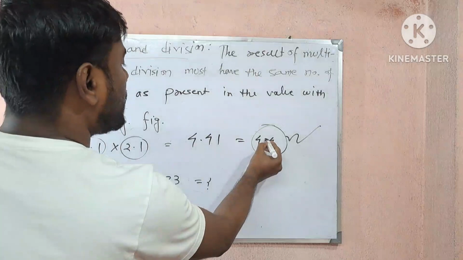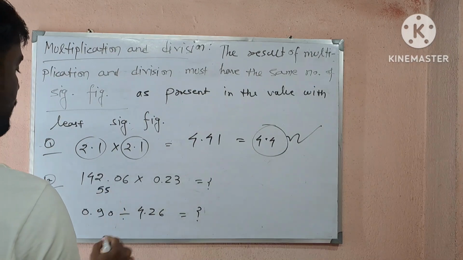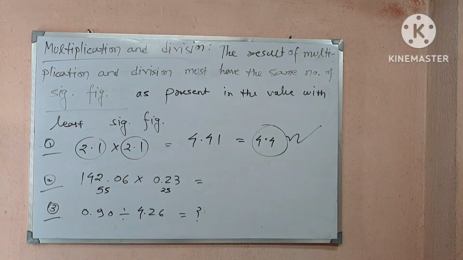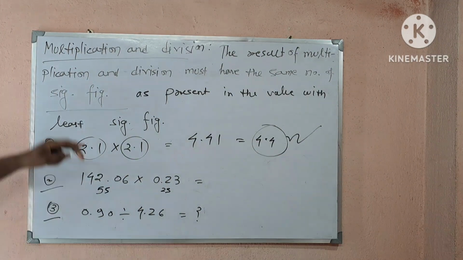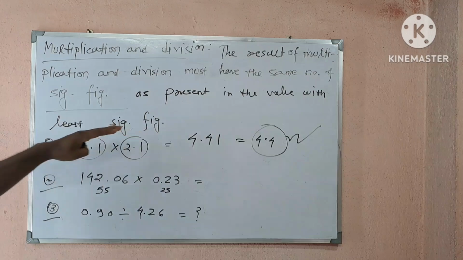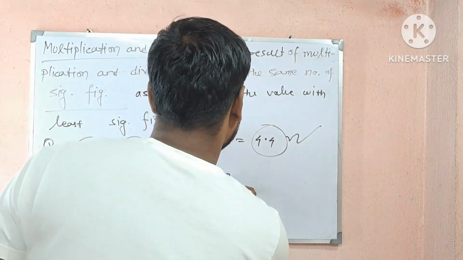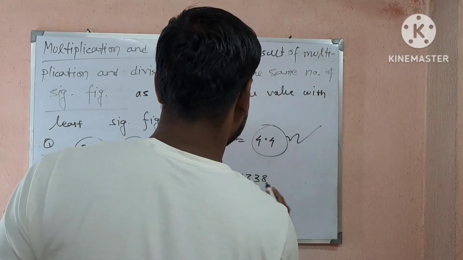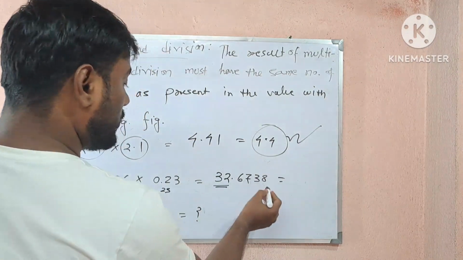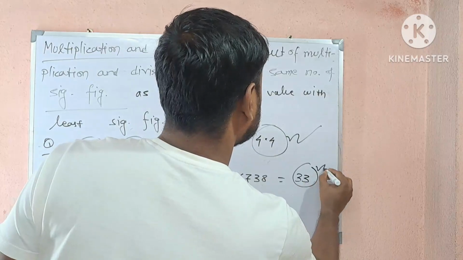Okay, you have to write this answer in physics. Now, how many significant figures are there? 5 significant figures. Here, how many significant figures? 2 significant figures. So in the result, 2 significant figures will be there, because the rule is that the result of multiplication and division must have the same number of significant figures as present in the value with the least significant figures. So if you multiply, the result will be 32.6738. But that will not be the result, because in the result only 2 significant figures will be there. We have to round up. Here 6 is greater than 5. That is why the result will be 33. That will be our result.